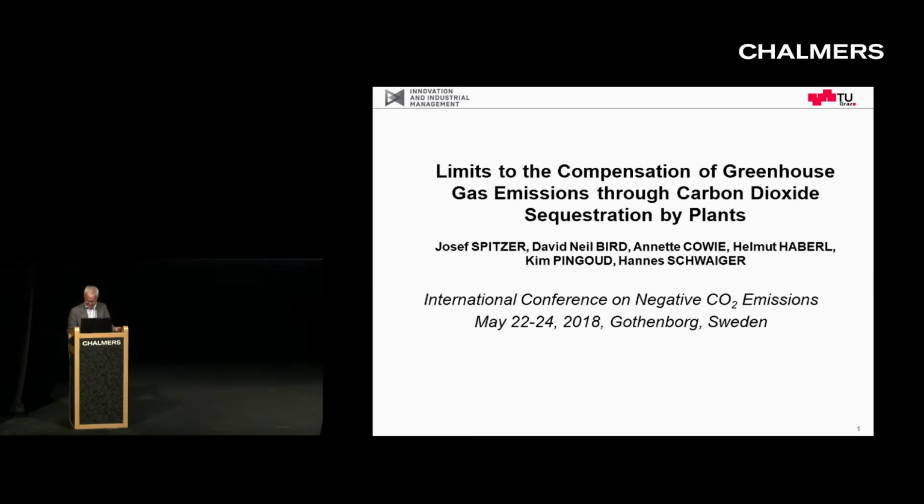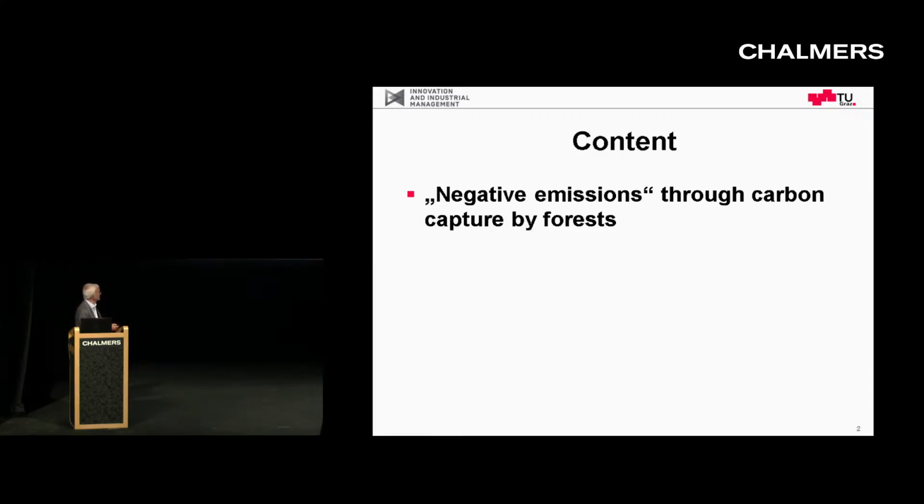Let me just give you a short overview on what is underneath this title in terms of content. Negative emissions through carbon capture by forest is the first one. This will give the scope and the background of this paper, followed by 3 examples for this scope, and then I'm trying to come to some conclusions.